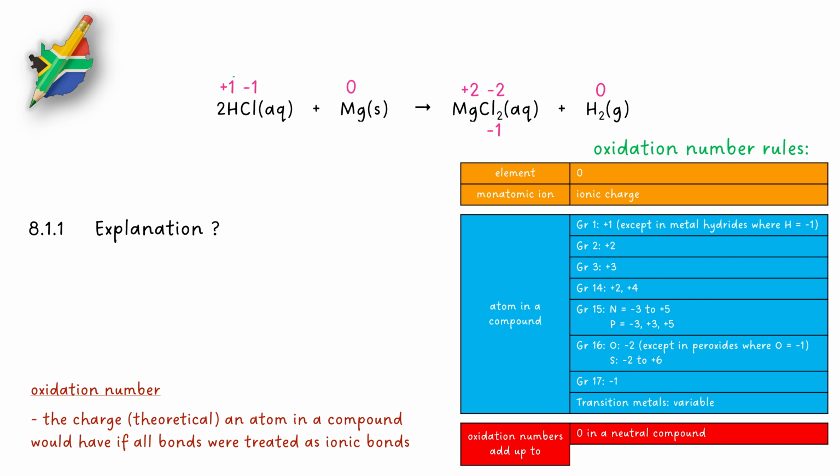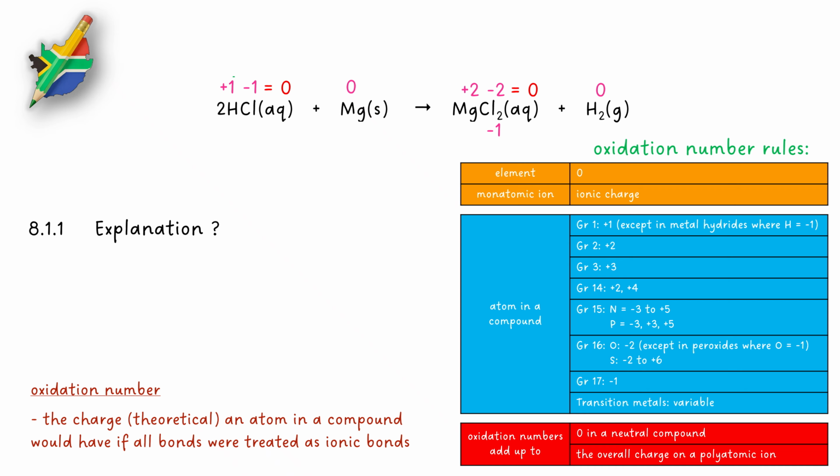Then, oxidation numbers must add up to 0 in a neutral compound. So the 2 compounds in the reaction have oxidation numbers adding up to 0. The last rule is that in a polyatomic ion, the oxidation numbers add up to the charge on the ion, but we have no polyatomic ions here.